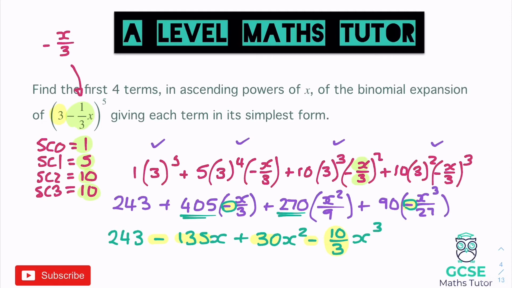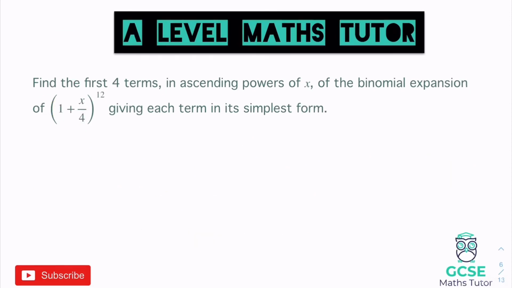We're going to have a look at one more of these before you have a go. So this one here is very similar. It says find the first 4 terms in ascending powers of x of the binomial expansion of 1 plus x over 4 to the power of 12, and again giving it in its simplest form.